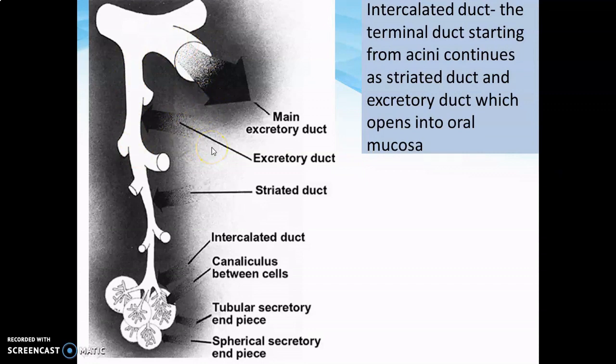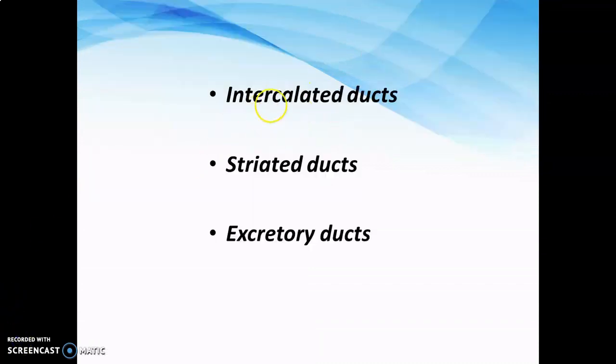Each major salivary gland displays differences in length of different types of ducts. There are 3 different ducts differing in their diameter, type of epithelial lining and in their function of modification of saliva. The first duct starting from the acini is known as the intercalated duct, which is continuous with the other 2 ducts, that is the striated duct and then the excretory duct which opens into the oral cavity. So the intercalated duct, the striated duct and the excretory duct form the ductal system of salivary gland.